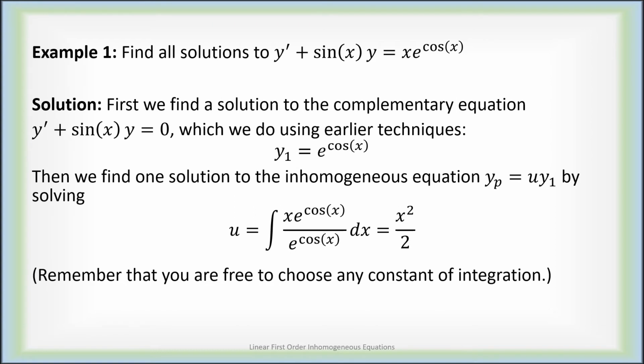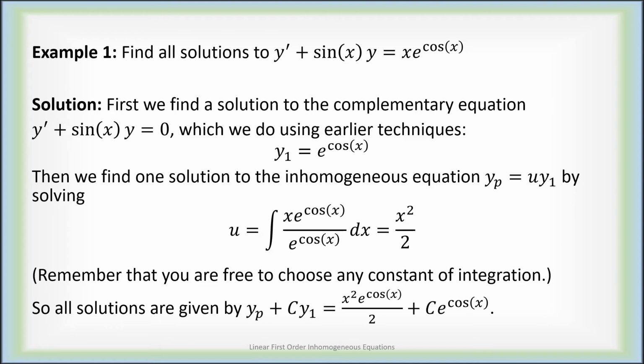And you can choose any constant of integration you want. If you wanted to call this x squared over 2 plus 17, it would work perfectly well, but why not just use 0 to write less? Having found one particular solution of the form u, x squared over 2, times y1, e to the cosine of x, all solutions are given by x squared over 2 times e to the cosine of x, plus an arbitrary constant times the single solution to the complementary equation we found earlier, e to the cosine of x.